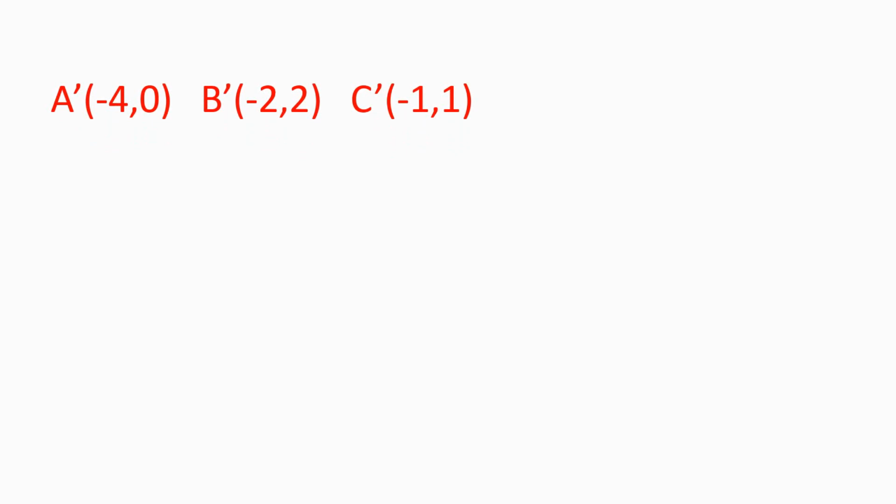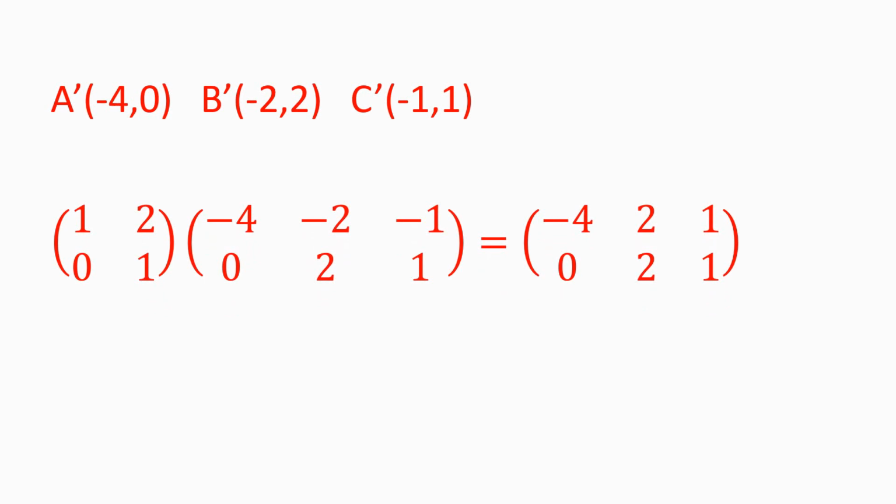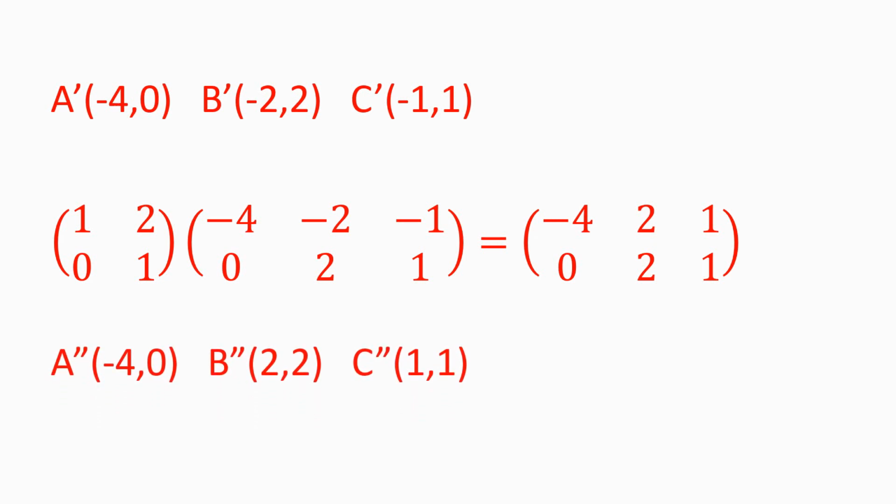Then we've been given a transformation matrix. So we are going to multiply the transformation matrix by the vertices of the triangle to find the coordinates of the new points. So we have 1, 0, 2, 1 times (-4, 0), (-2, 2), and (-1, 1). If you have a problem multiplying matrices, just leave a comment below and we shall expound on that. So that results in (-4, 0), (2, 2), and (1, 1). So the new points: A2 prime is (-4, 0), B2 prime is (2, 2), and C2 prime is (1, 1). So we go ahead and draw the new image.